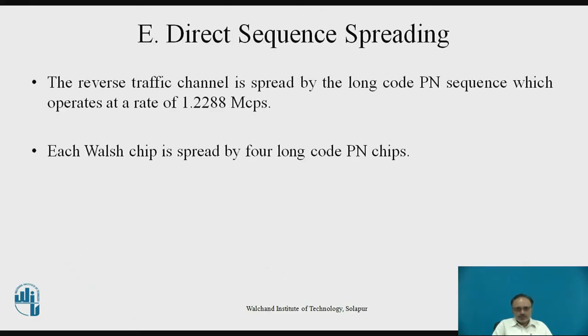There is one more procedure adopted in the reverse CDMA channel: direct sequence spreading. The reverse traffic channel is spread by the long code PN sequence, which operates at the rate of 1.2288 Mcps. Each Walsh chip is spread by 4 long code PN chips.